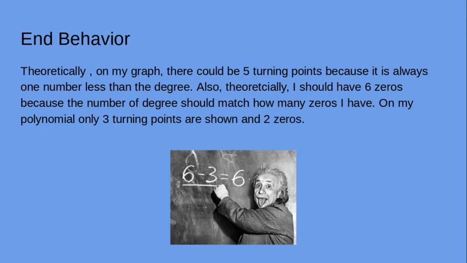And end behavior. Theoretically, on my graph, there could be 5 turning points because it is always one less than the degree, and my degree was 6. Also, theoretically, I should have 6 zeros because the degree should match how many zeros I have. On my polynomial, only 3 turning points and 2 real zeros are shown. And here we have a picture of Einstein.